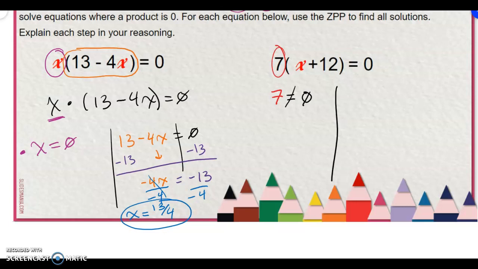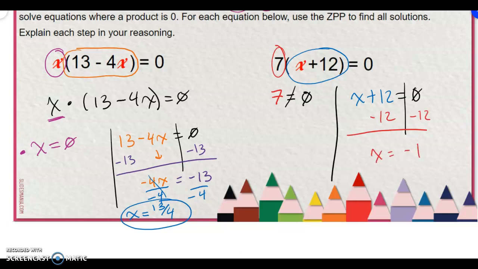Meaning now this x plus 12, let me use a different color, this x plus 12 has to be the option that's going to make it equal to 0. So if I want x by itself, I subtract 12, and in order to get 0, I have to have x equals negative 12. Where in the first option, my x could equal 0, or it could be equal to 13 over 4.